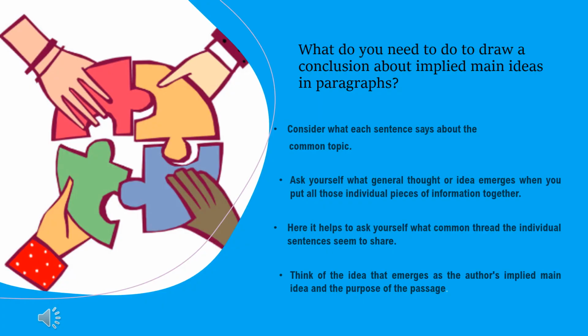What do you need to do to draw conclusions about implied main ideas in paragraphs? First, consider what each sentence says about the common topic. Next, ask yourself what general thought or idea emerges when you put all those individual pieces of information together. Once you do that, it helps to ask yourself what common thread the individual sentences seem to share. Lastly, think of the idea that emerges as the author's implied main idea and the purpose of the passage.